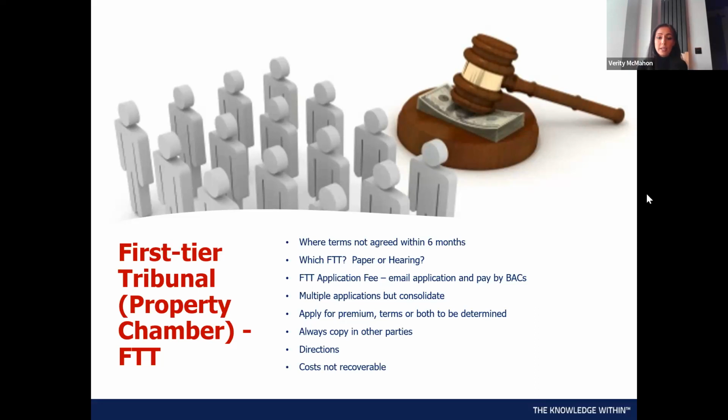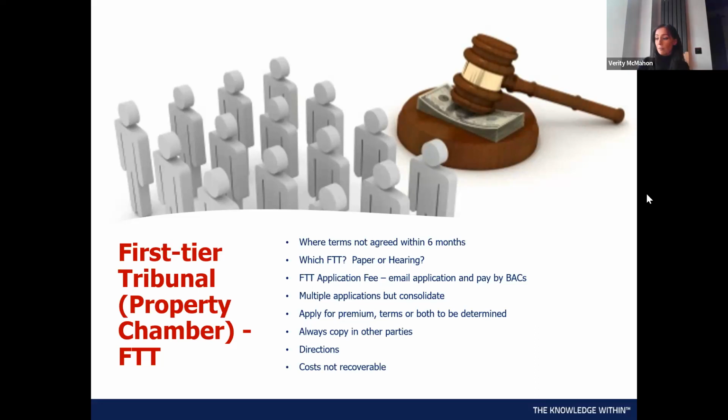The FTT application fee of £100 is now payable by BACS, and the FTT will accept emailed applications if you need to do a last minute one. If you're acting for multiple leaseholders on a block, with multiple residents doing their lease extensions all at the same time, there can be multiple applications and you can ask the FTT to consolidate them into one hearing.